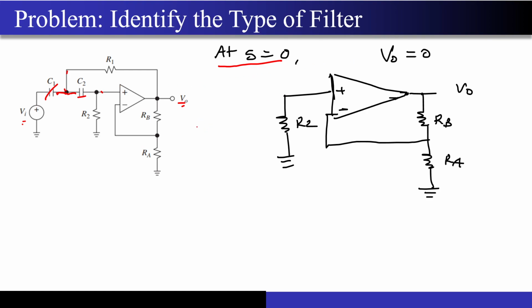Now if you draw the next circuit, you will be just left with this R2, correct, and you will be left with this op amp and the RB and RA, correct.